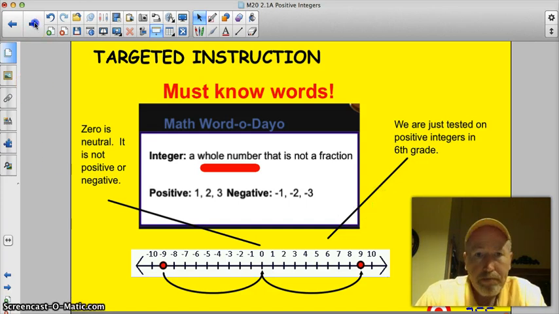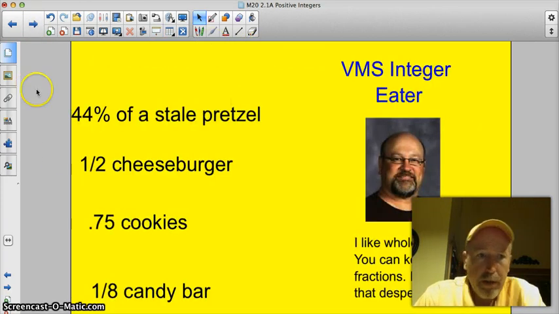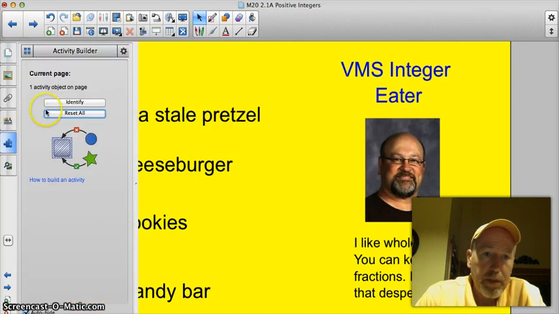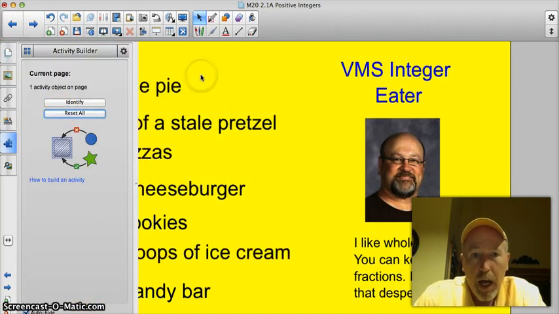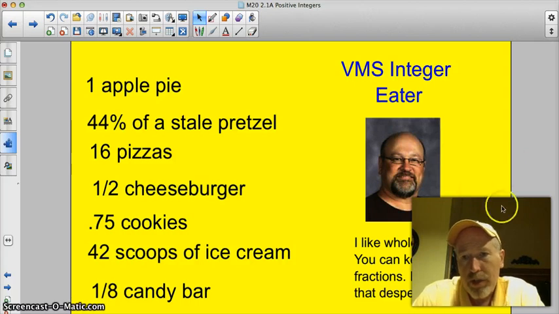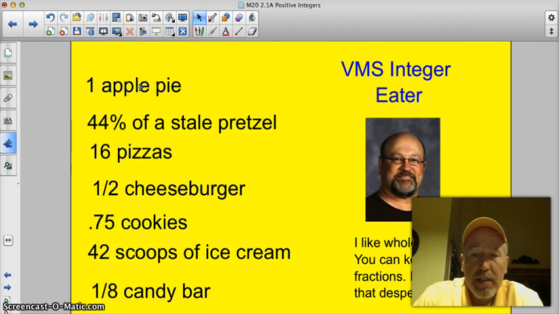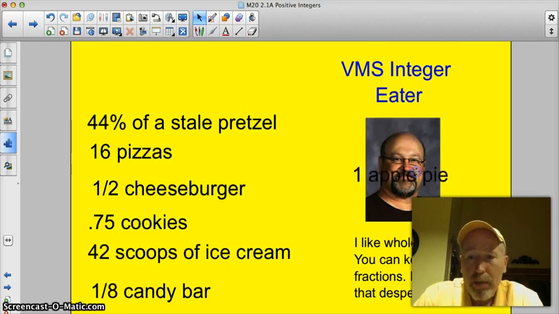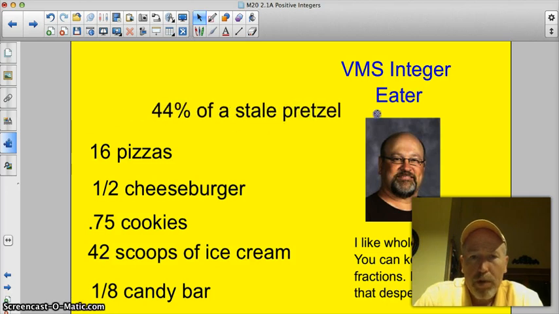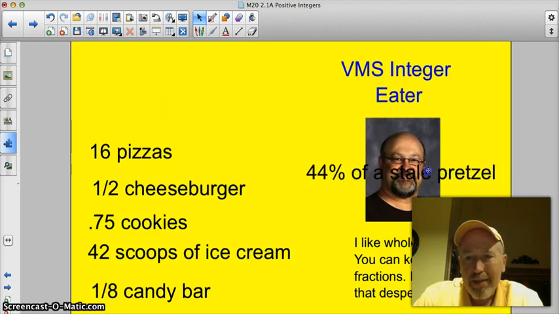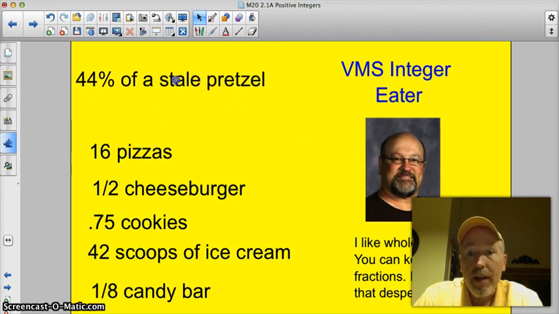Okay, let's keep rolling. Here's the old integer eater. I'm going to reset this real quick. Mr. Persons, Valley Middle School integer eater: I like whole things. You can keep your fractions. Let's see if he will eat these things, that means they're integers. A whole apple pie? Eats that baby up. How about 44% of a stale pretzel, Mr. Persons? He won't eat it. It's because it's not an integer.